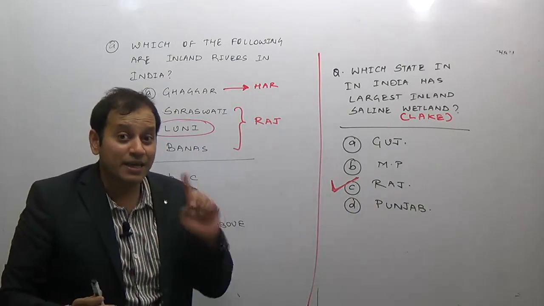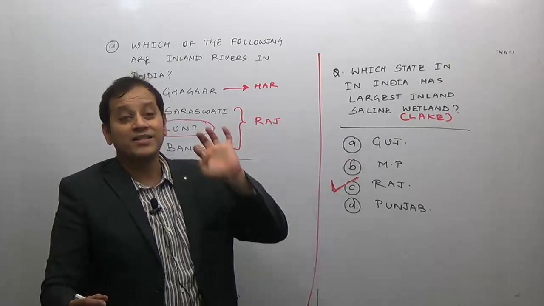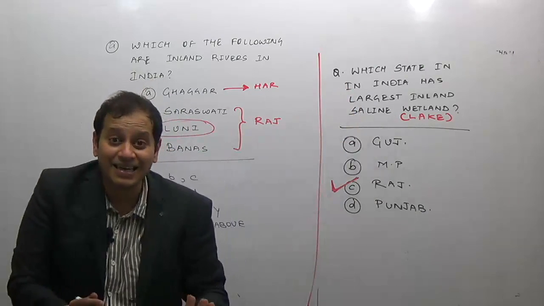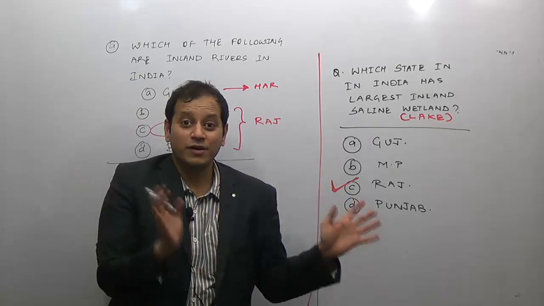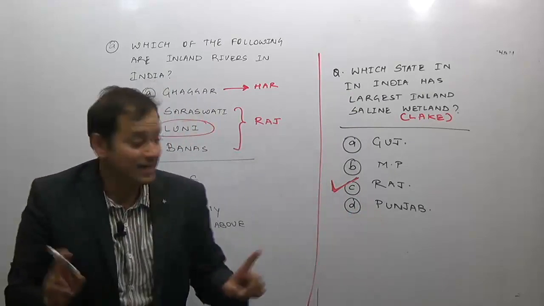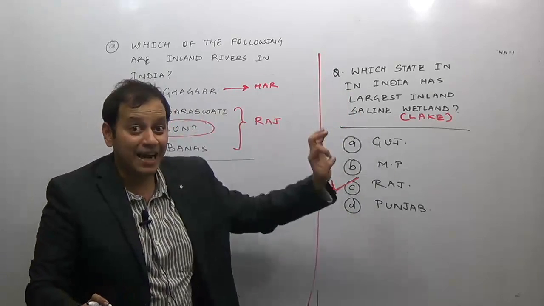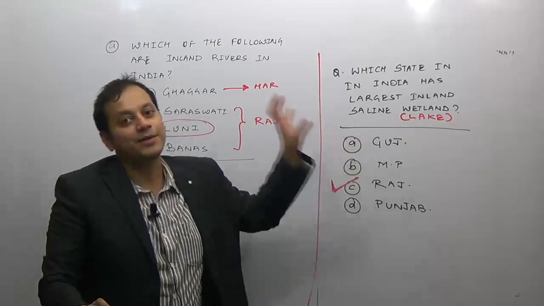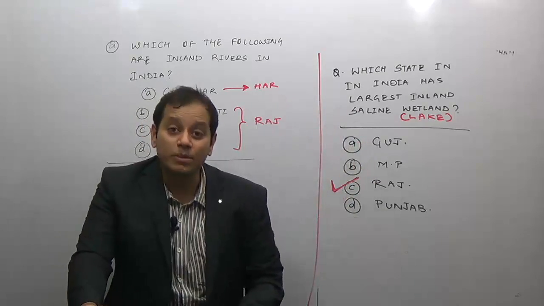Students generally make a mistake. They mark Gujarat as the state which has the largest inland saline wetland because they think of the Rann of Kutch region. No, the answer is not Rann. It is asking largest saline inland wetland, not an area. Largest saline inland wetland, that means lake, and hence the answer is Rajasthan. So these are the two important questions.